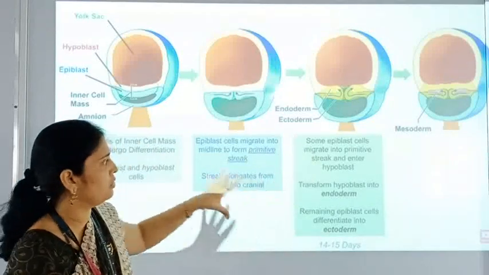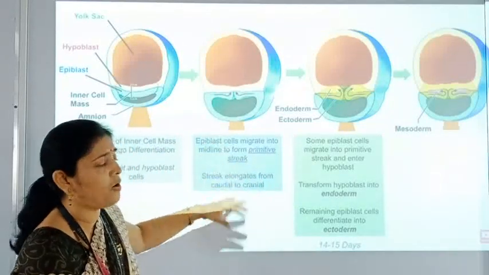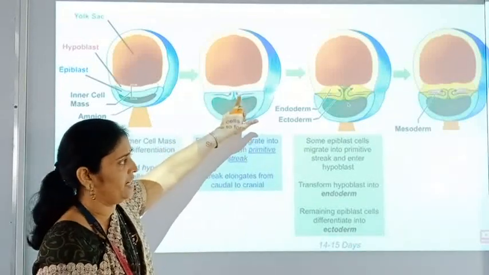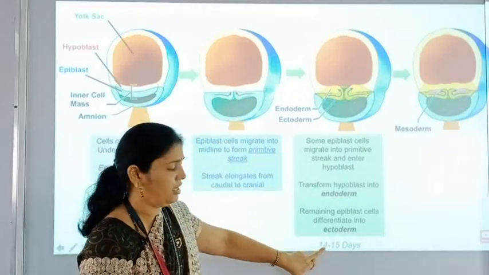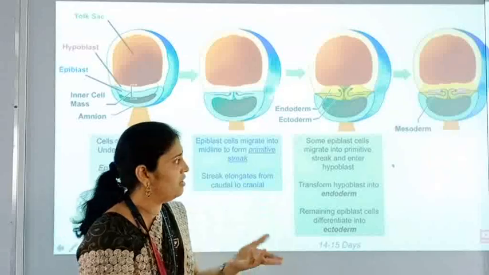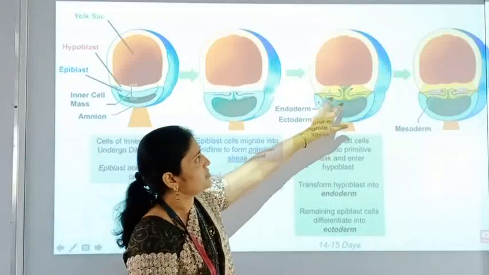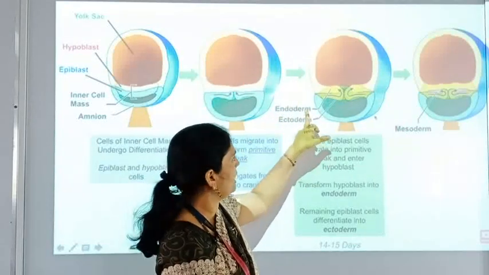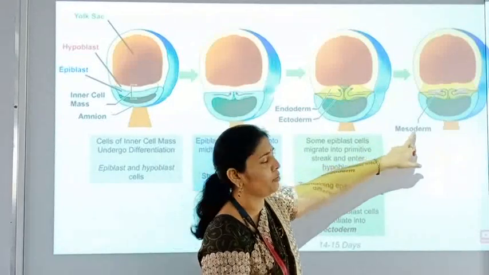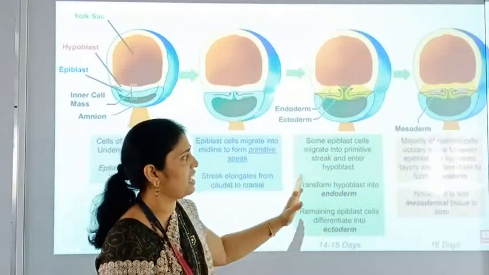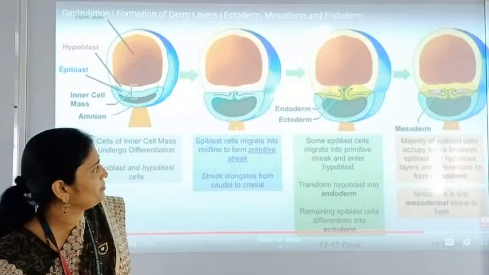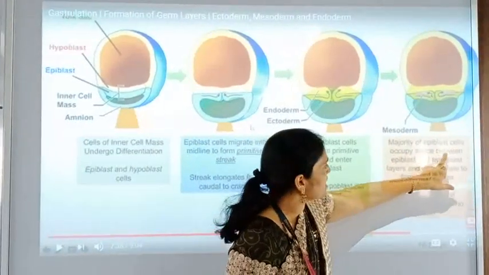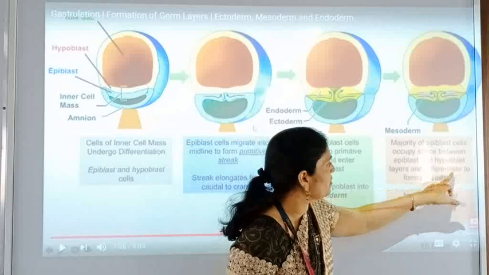We can observe these different developmental changes occurring during the gastrulation process, and this structure is called the primitive streak. It is observed about 14 to 15 days after fertilization, and due to its formation the three layers are formed, that is ectoderm, endoderm, and later on the mesoderm. So all these processes are involved. Here we can observe that the majority of the epiblast cells occupy the space between the epiblast and hypoblast layers and differentiate into the mesoderm.